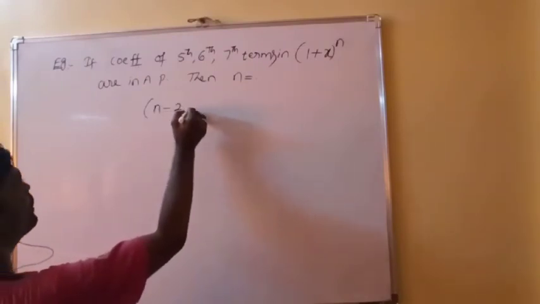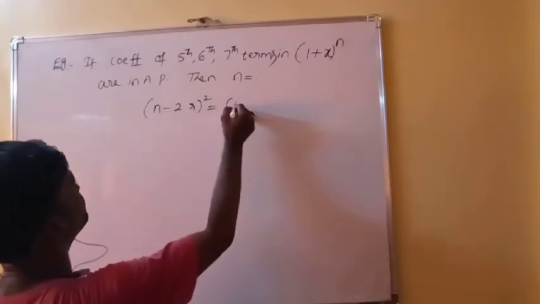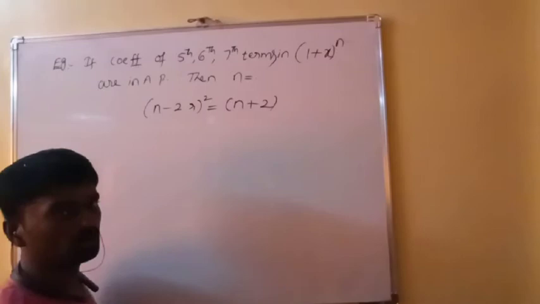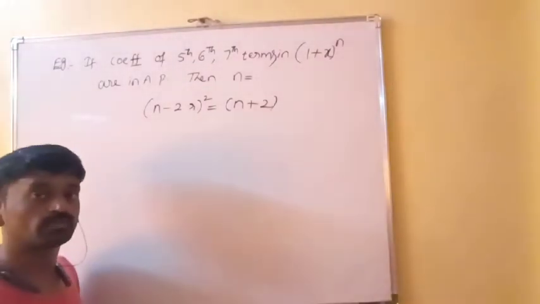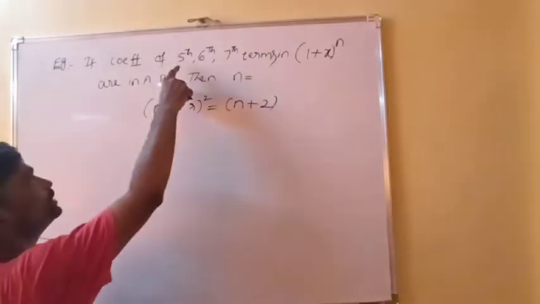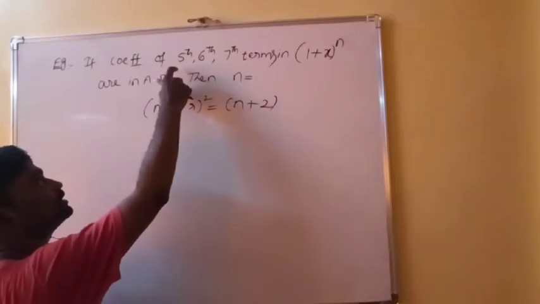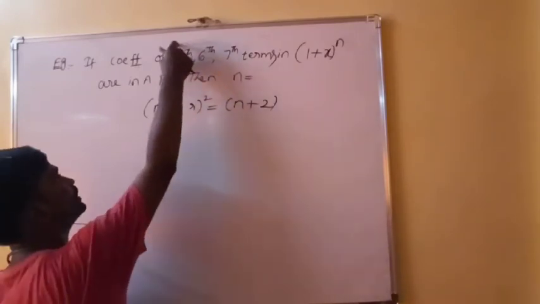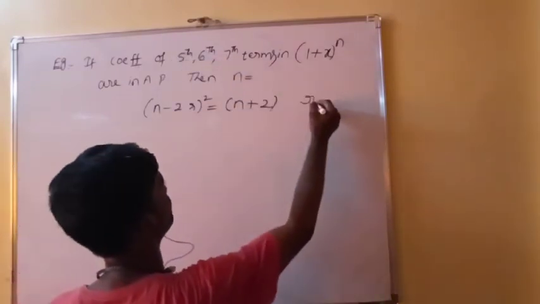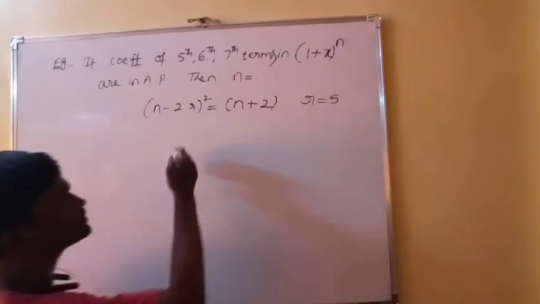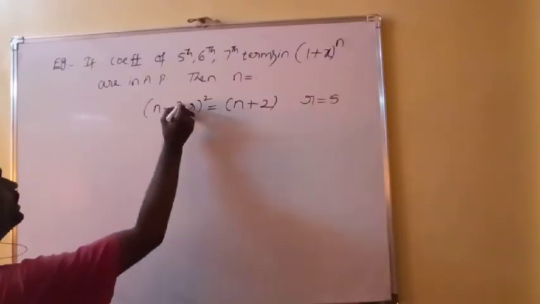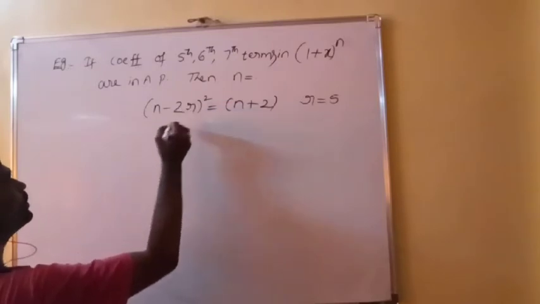(n - 2r)^2 is equal to n + 2. So the rth term, r + 1, r + 2. If you compare that formula with this problem, then what does the r value become? 5 only. So the r value is 5. Substitute r value 5 here. Then 2r value, what do you get? 10.